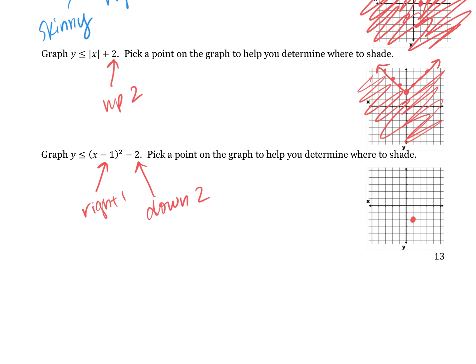And we need to graph an x squared. So that would mean 1 squared is 1. 2 squared is 4. 3 squared is 9, which is going to be way off my graph. Solid line. And we need to graph less than that.